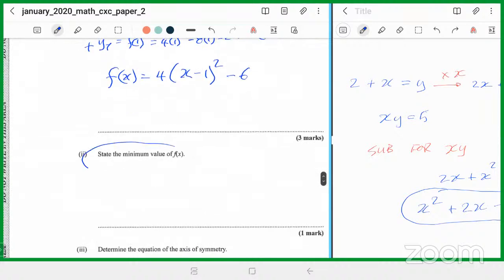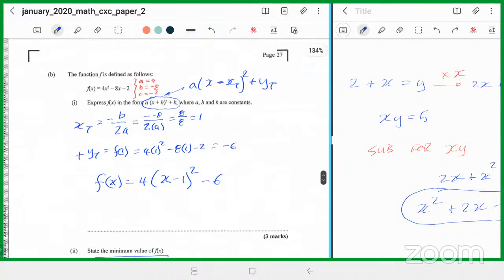The next part says you have to state the minimum value. Remember, the minimum value is a y value. The lowest y value on the graph is the y value at the turning point. So it's talking about this negative 6. The minimum value is the yt value, which is equal to negative 6. That's the lowest y value on the graph. And you get that lowest value when the x value becomes equal to the xt value. So when this becomes 1, this becomes 0, and the function becomes negative 6.